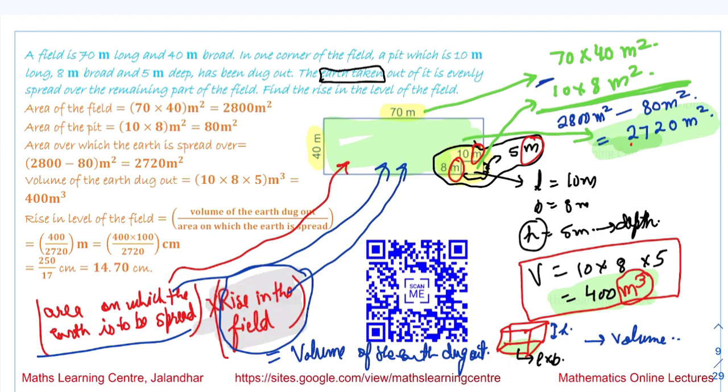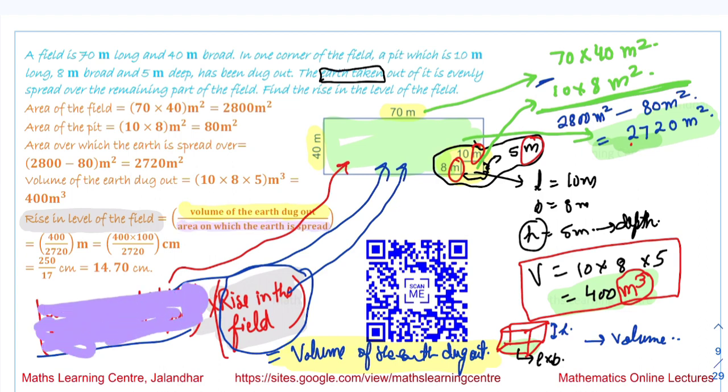So the formula we get is: rise in the level of field is equal to the volume of the earth dug out upon the area on which the earth is spread. This is the area on which the earth is to be spread. So the answer that we will get is 400 by 2720 meter.